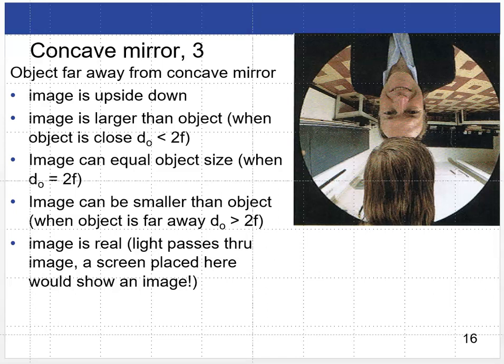So if you're at the center of curvature, right there, the size of the image will be the same size as the object. The image will be smaller than the object when the object is at a distance greater than 2 times the focal length of the mirror. So beyond the center of curvature, the image is smaller than the object. The image is real. Light passes through the image. You can put a screen there and you would actually see an image.